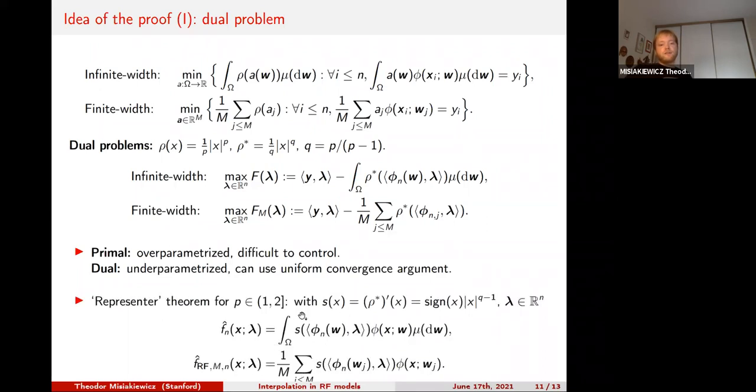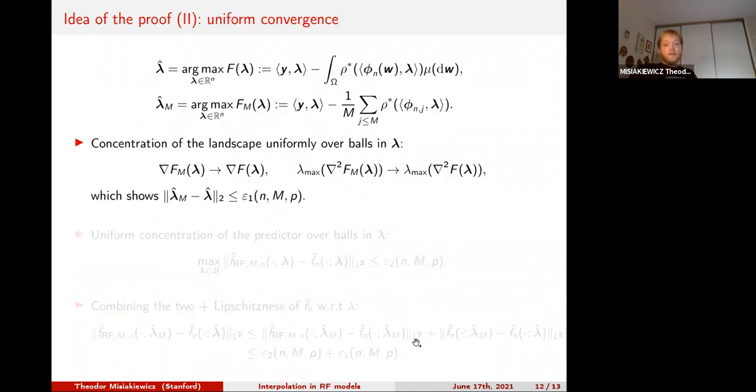Here, a quick remark: we recover a representer theorem for p between 1 and 2. It's slightly more involved than the case for p equal 2. I'll skip over this slide and just directly go to the conclusion. But basically, the finite width problem's landscape concentrates on the infinite width landscape, and that's why we can compare the two solutions.